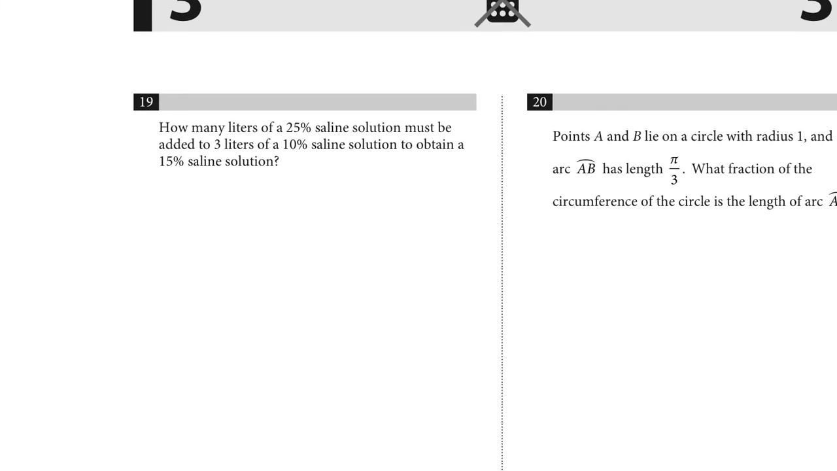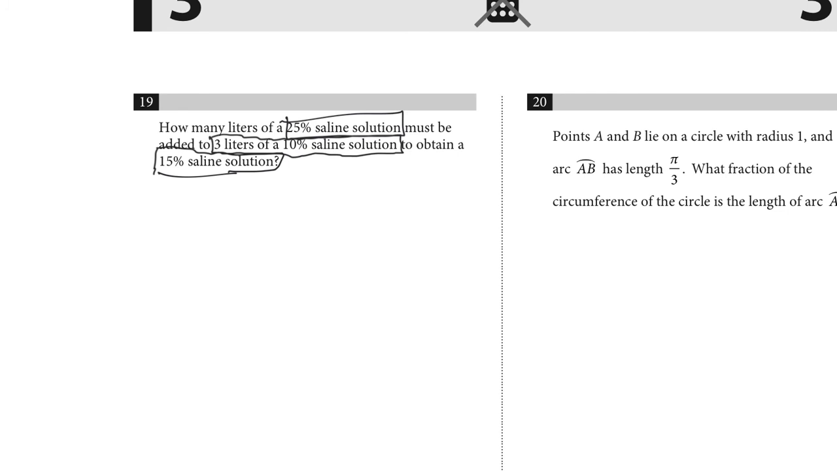Alright, let's go to the 19th question. How many liters of a 25% saline solution must be added to 3 liters of a 10% saline solution to obtain a 15% saline solution? So we have a 25% saline solution and we have a 10% saline solution. These are the key pointers.